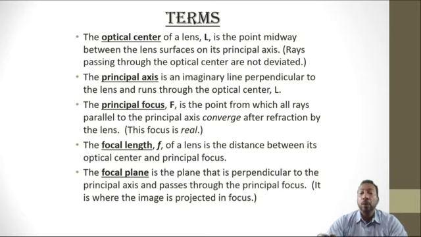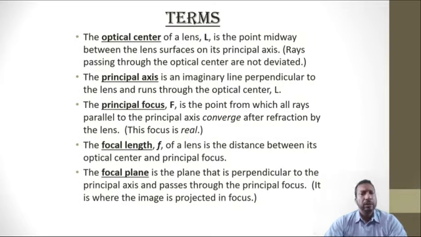The principal focus, capital F, is the point to which all rays parallel to the principal axis converge after refraction by the lens. We say that this focus is real, and this is only for a converging lens. Later on, when we get to a diverging lens, this definition will be slightly different. The focal length, small f, of a lens is the distance between its optical center and principal focus. The focal plane is the plane that is perpendicular to the principal axis and passes through the principal focus. It is where we say that the image is projected in focus.